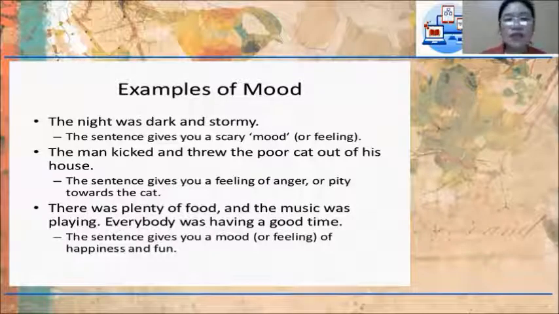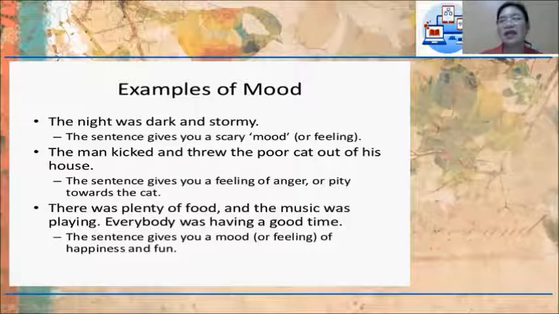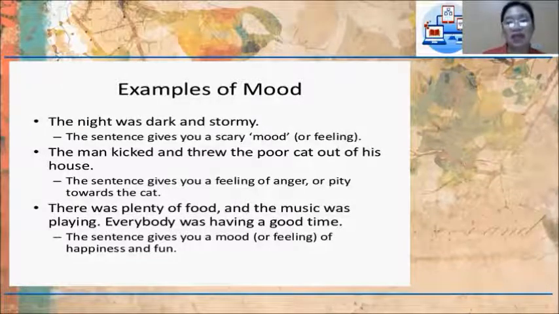Okay, the night was dark and stormy. So this sentence gives you a scary mood or feeling. Okay, the man kicked and threw the poor cat out of his house. So the sentence gives you a feeling of anger, or pity towards the cat, because the cat is being thrown out of the house.